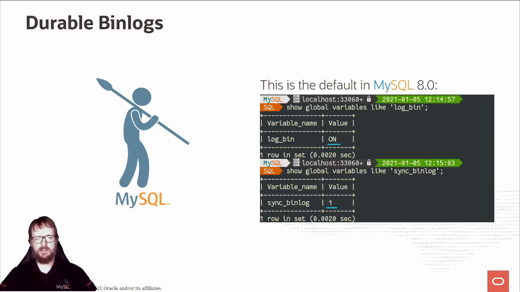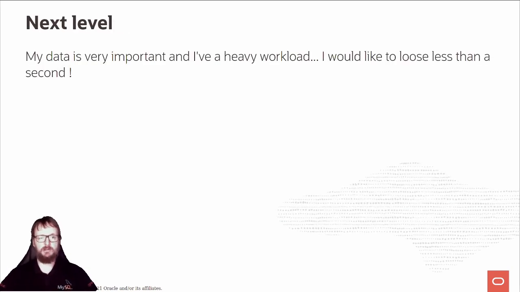These binary logs are files where all the changes on the database are stored and can be processed later by the DBA, because with InnoDB logs, the DBA cannot do anything. This one the DBA can use. So the next level is that my data is still very important. It has a heavy workload, and I want to lose less than a second of data. So minutes, but now it's even seconds.